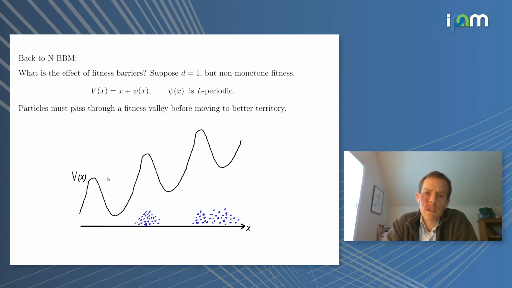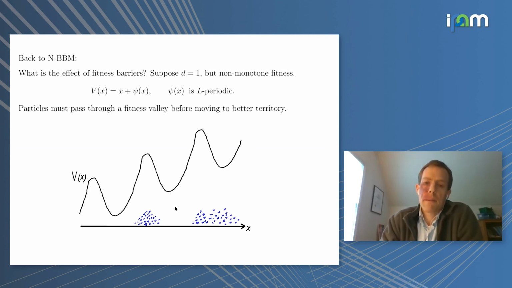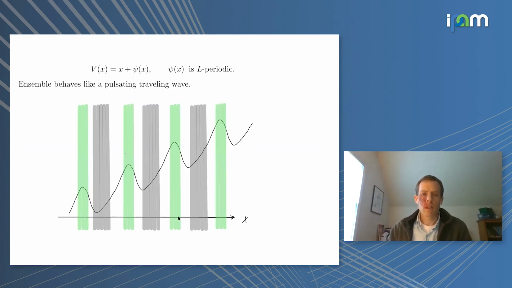So an interesting feature of this fitness function is that, for particles to move to regions of higher fitness, they have to pass through a local fitness valley, right? So in this configuration here, you have some particles in one well, some particles in another, and the selection may happen on the left, but it could also happen at these intermediate places. So what happens? Well, it turns out you can observe behavior that's kind of like a pulse traveling wave.